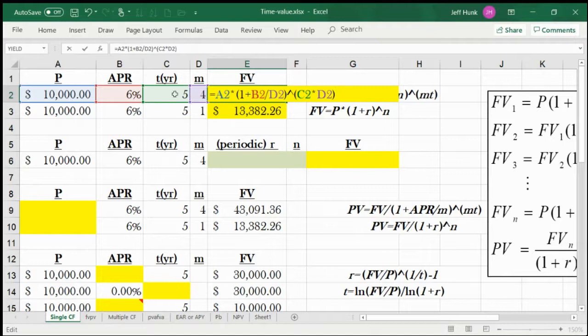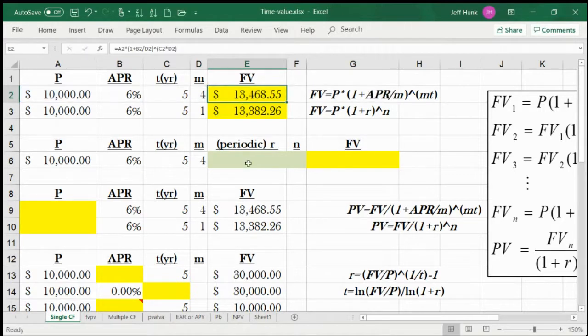c2 times d2. In other words, t times m is the n that this term should be raised to. So you must make sure that you put it in parentheses. And once you do that, yes, this is the future value when compounding frequency is quarterly.